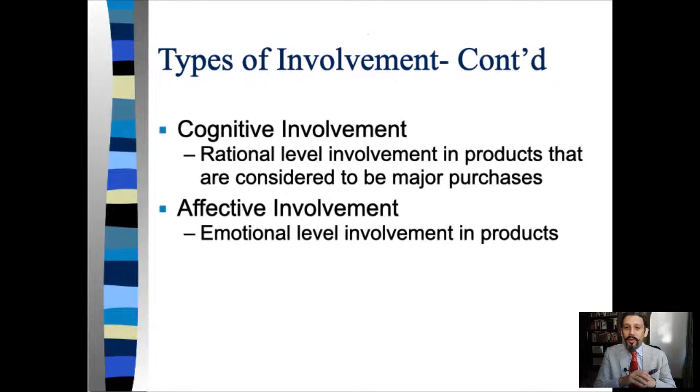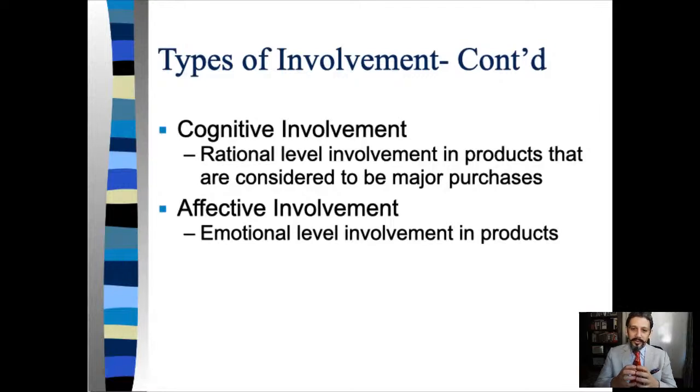Other types of involvement are cognitive involvement, a rational level involvement in a product or products that are considered to be major purchases. So something major, buying a house, buying a car, right? It depends from one customer to another what constitutes a major product purchase. It could be a digital camera, it could be a laptop. Again, it varies from one person to another.